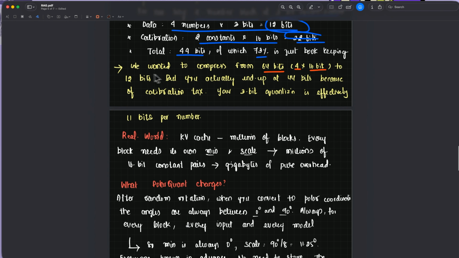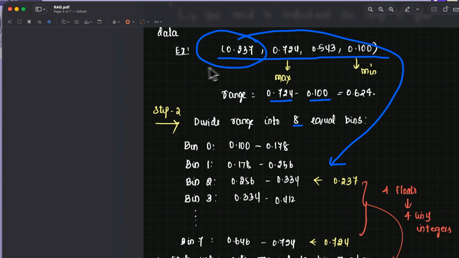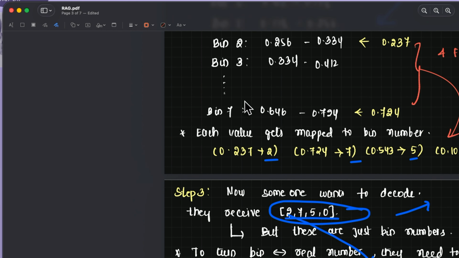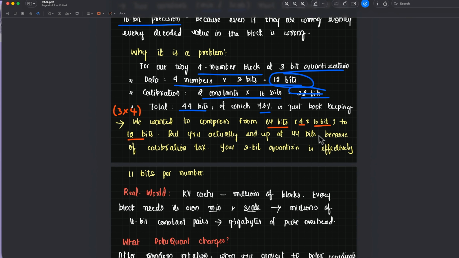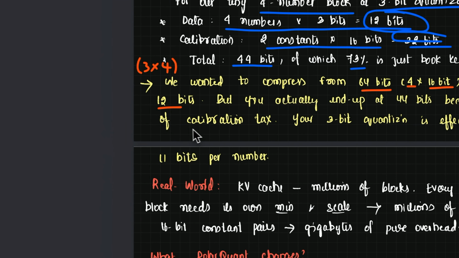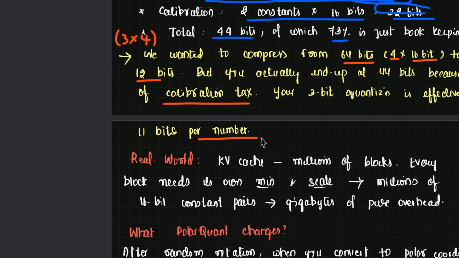So we started with a goal where we wanted to compress from 64 bits, right? 4 into 16 bits. These are 4 values, 4 into 16 bits, and we wanted to compress this to 12 bits. How 12 bits? 3 bits we are quantizing and into 4. So that means 12 bits. But you actually end up at 44 bits because of the calibration tags. So your 3-bit quantization is effectively 11 bits per number.